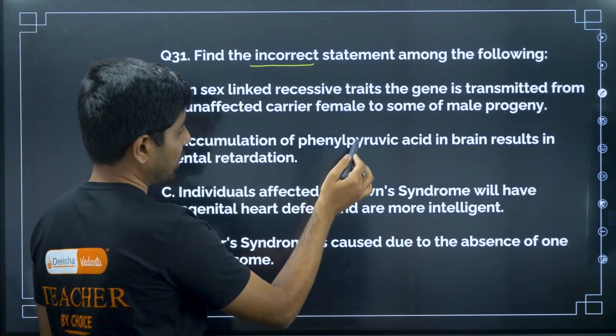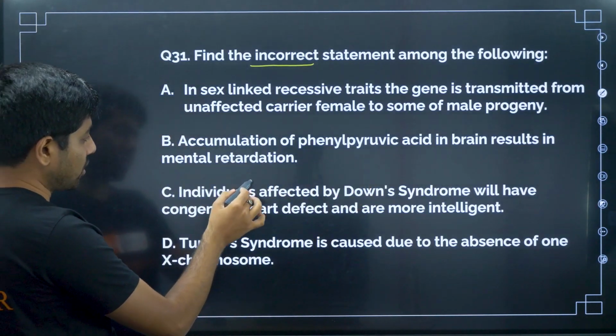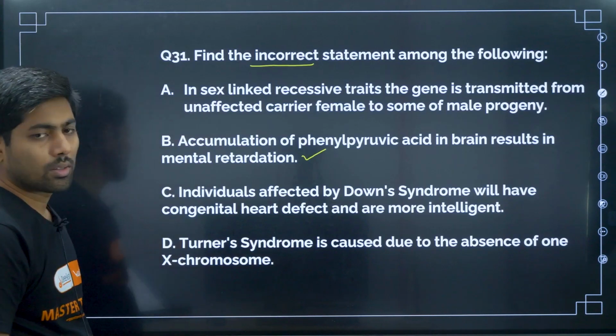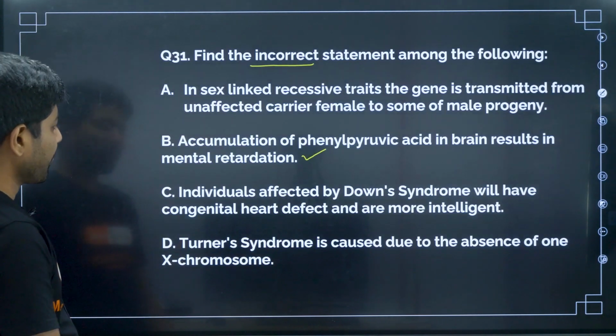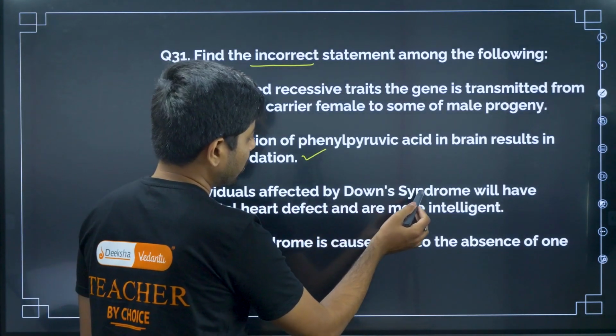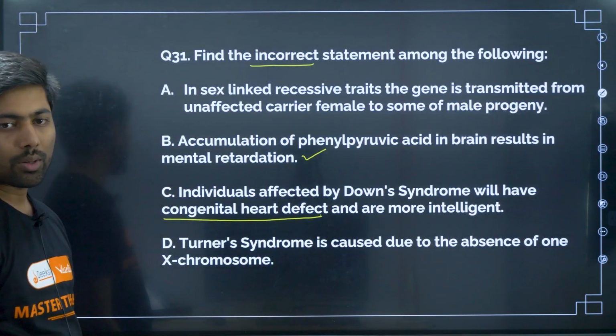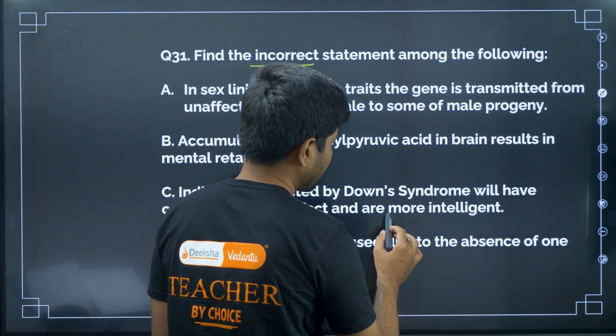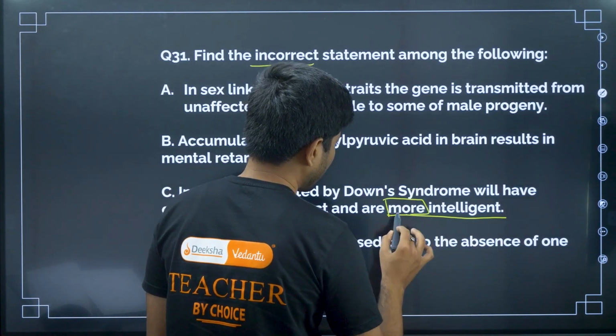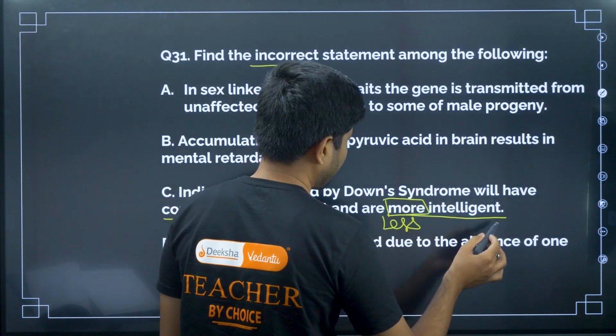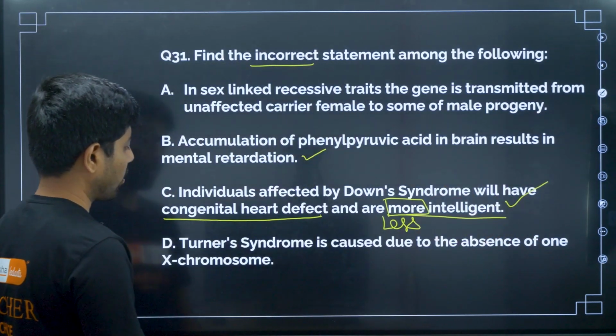Accumulation of pyruvic acid in brain results in mental retardation. This is also correct. Individuals affected by Down syndrome will have congenital heart disease, or heart defect, and more intelligent, right? Now here, they are less intelligent, therefore this is incorrect, and this is the right option.